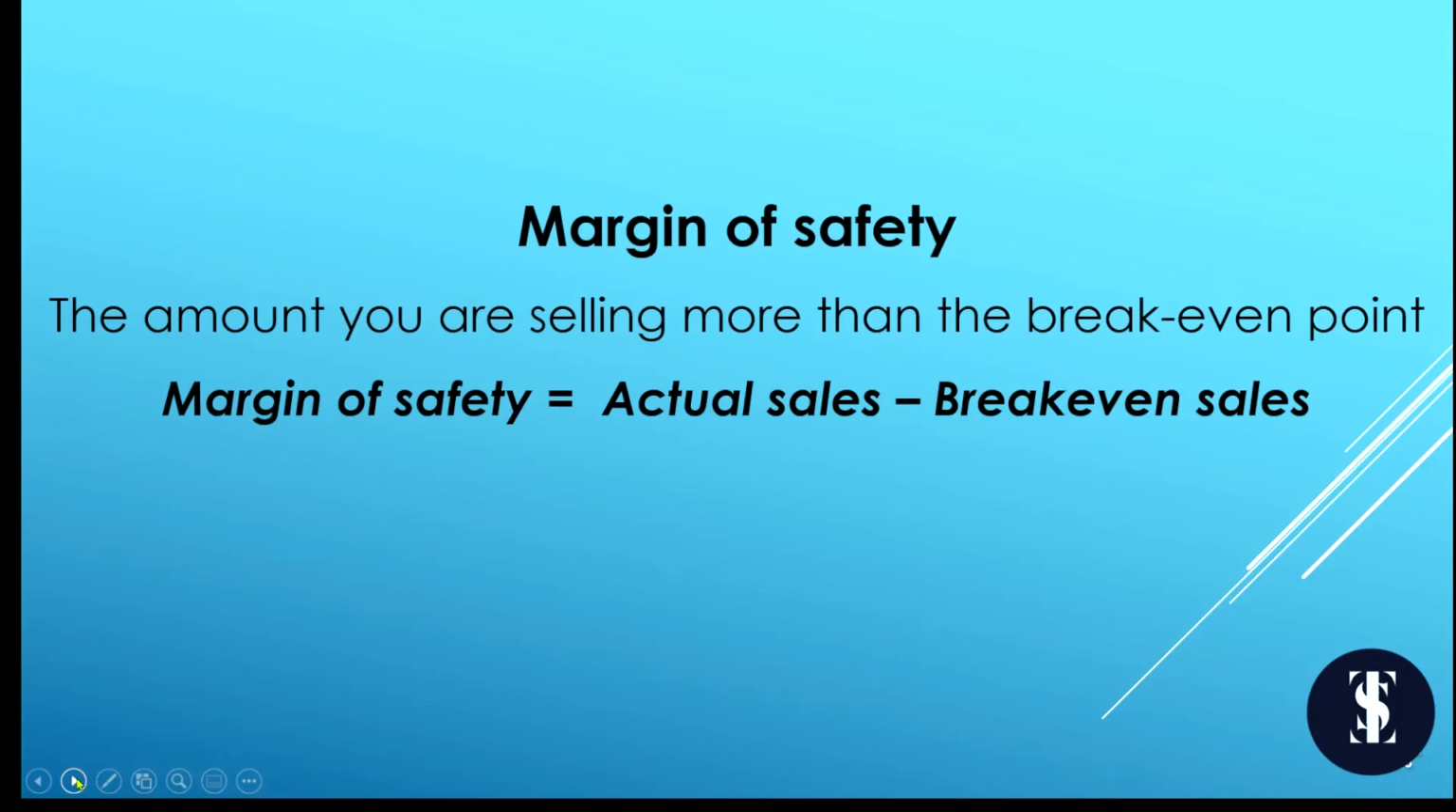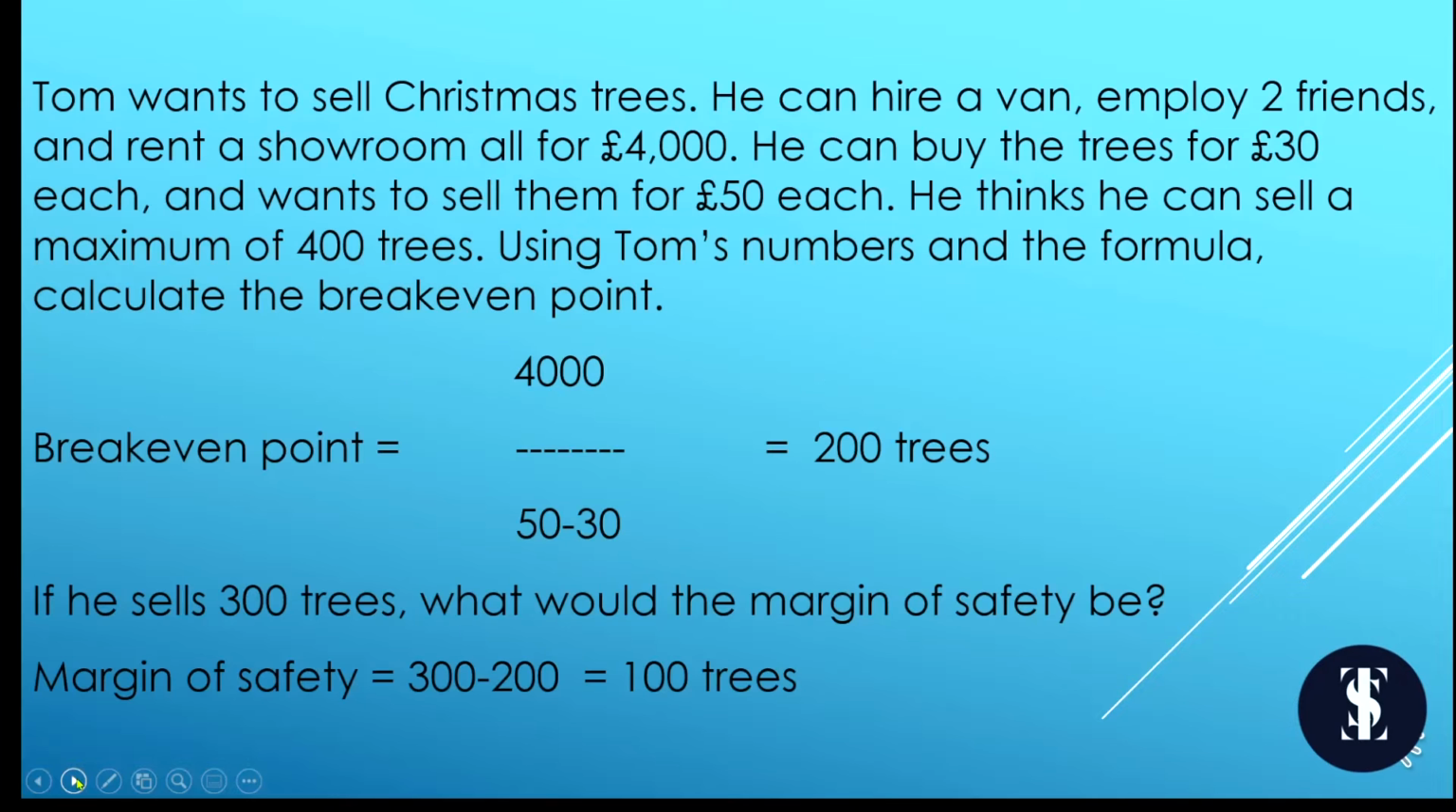The margin of safety is how much you're selling more than the break-even point. So actual sales minus break-even sales equals your margin of safety. So Tom is selling Christmas trees. He can hire a van. He can employ 2 friends and rent a showroom, all for £4,000. He can buy the trees for £30 each, and he wants to sell them for £50 each. He thinks he can sell 400 trees.